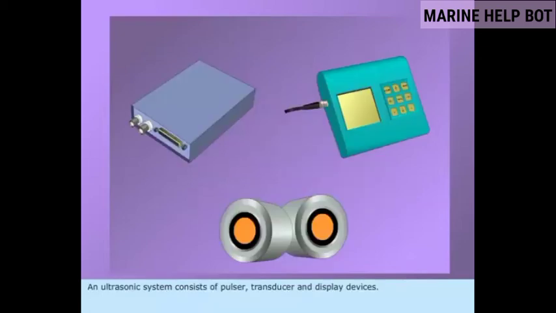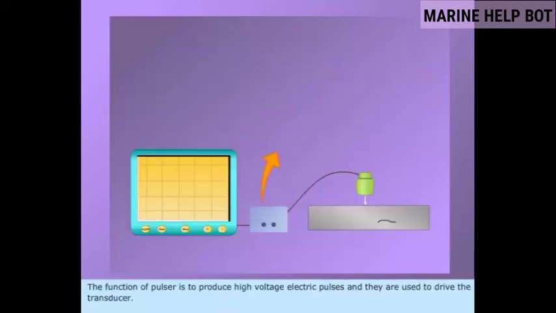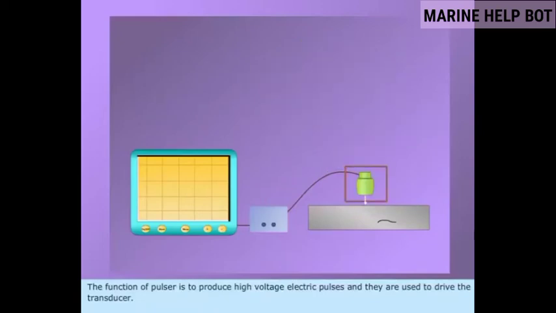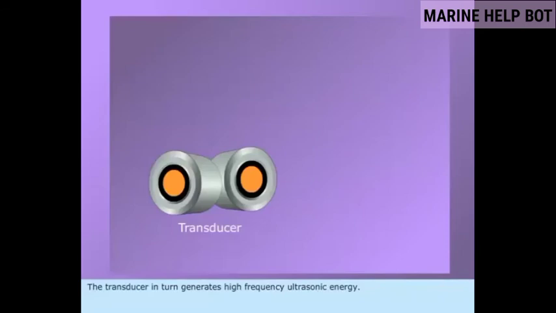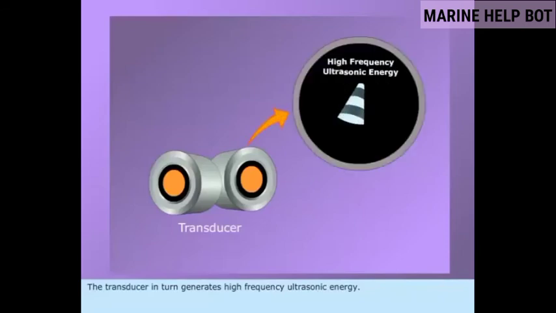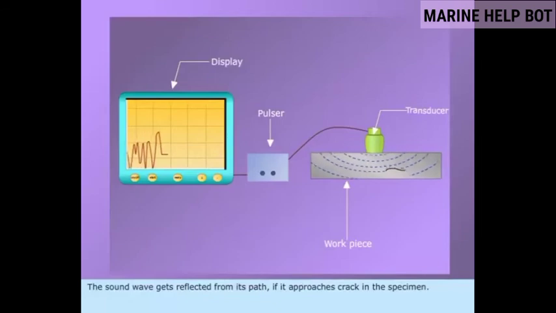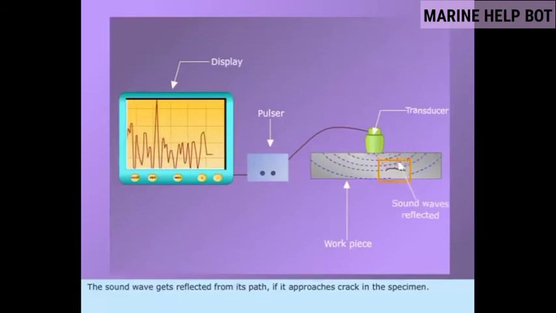An ultrasonic system consists of pulsar, transducer, and display devices. The function of the pulsar is to produce high voltage electric pulses, and they are used to drive the transducer. The transducer in turn generates high frequency ultrasonic energy. The sound energy produced by the transducer is directed on the specimen, which is to be inspected for defects. The sound wave gets reflected from its path if it approaches a crack in the specimen.